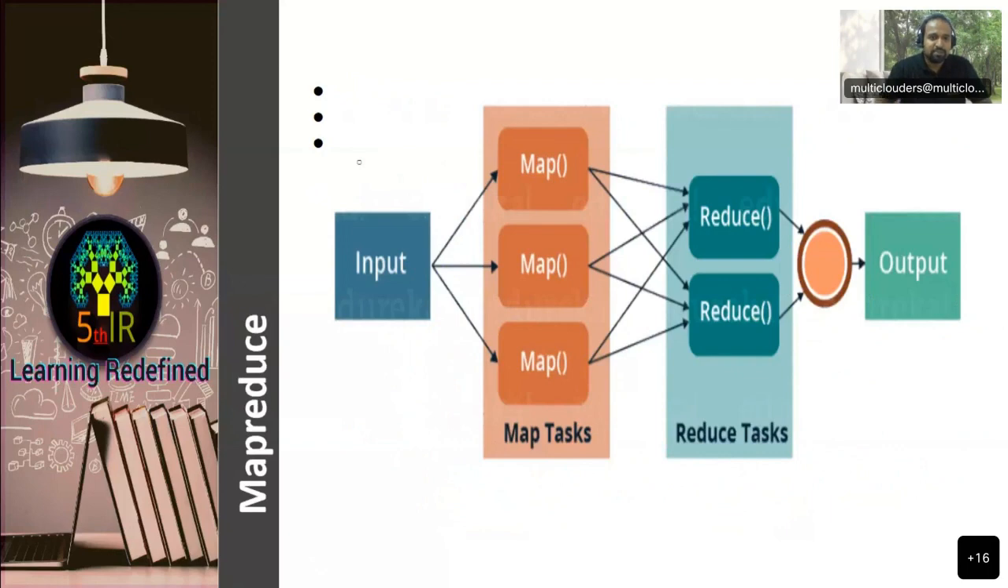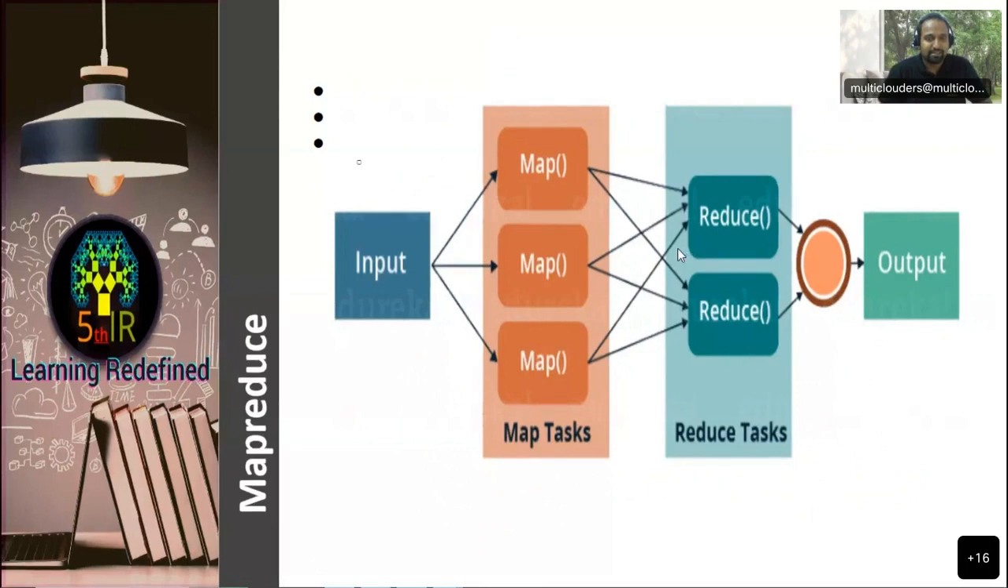Now this is a small diagram depicting the MapReduce function. The input is normally a block of data. I'm going to provide it to the mapper function. This is a Java program, so it will convert the input block of data into tuples or key value pairs.